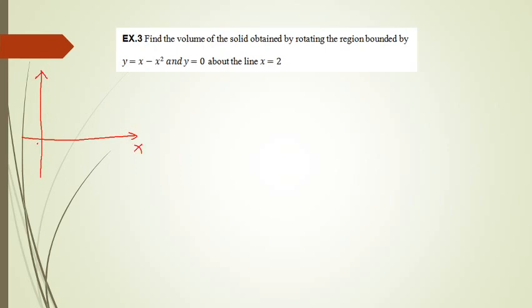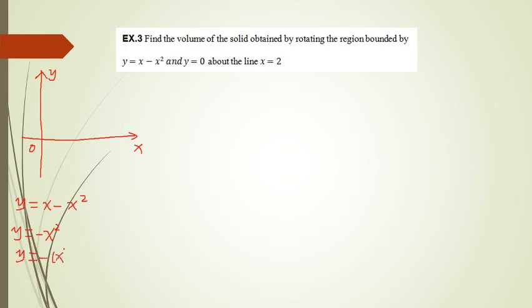So for this parabola, how can you draw it? y equals x minus x squared. You can start with y equals minus x squared, which means you reflect y equals x squared about the x-axis. In this way.